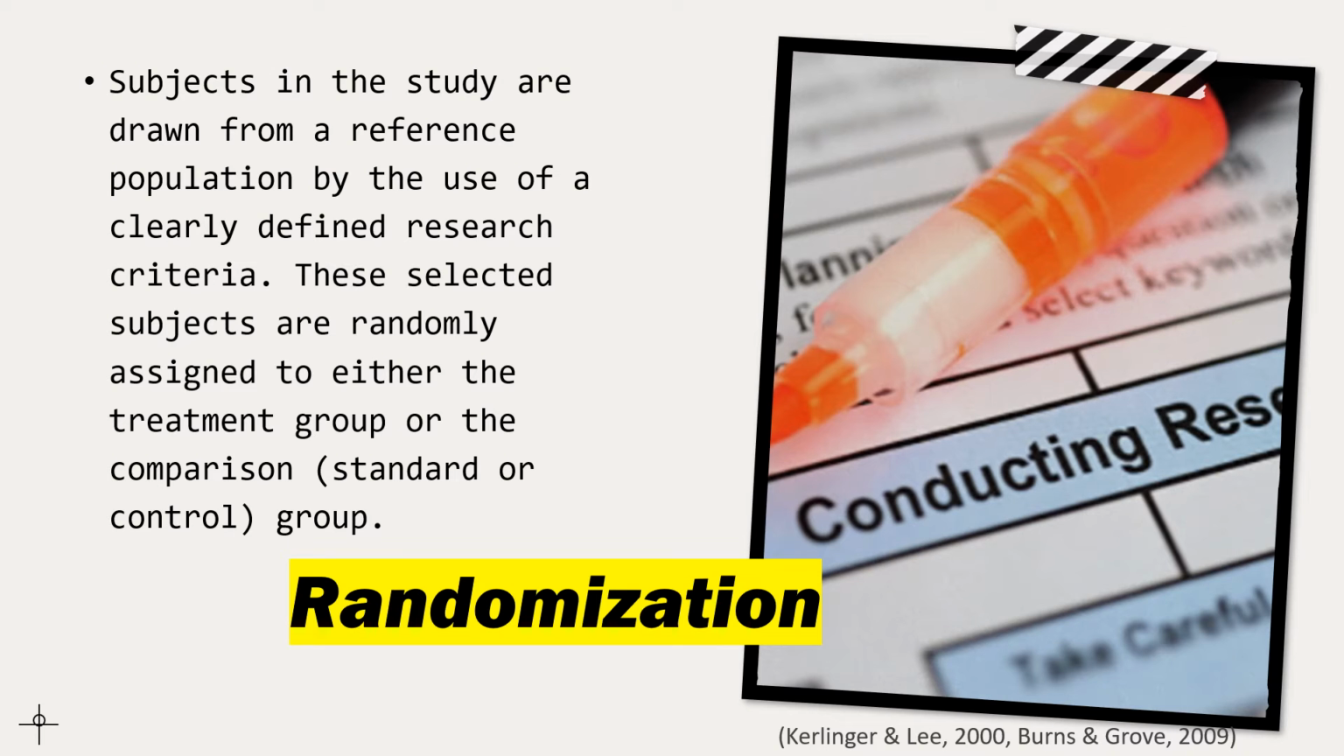The next one we'll take a look at is randomization. It's also one of the keywords in clinical trials. Subjects in the study are drawn from a reference group or reference population by the use of clearly defined research criteria. These selected subjects are randomly assigned to either the treatment group or the comparison group, and normally the comparison group is also referred to as the placebo group, the standard group, or the control group. It depends on which terminology the person wants to use.